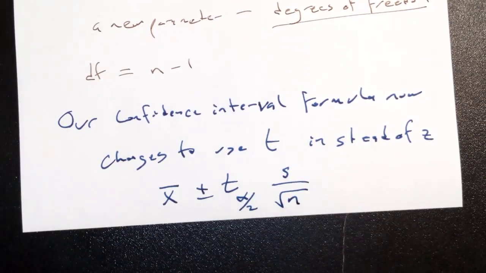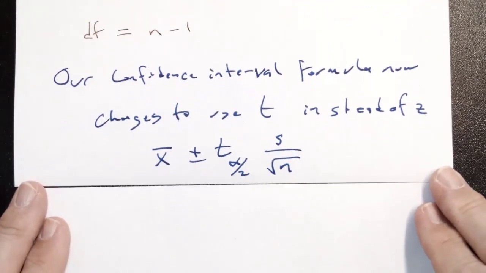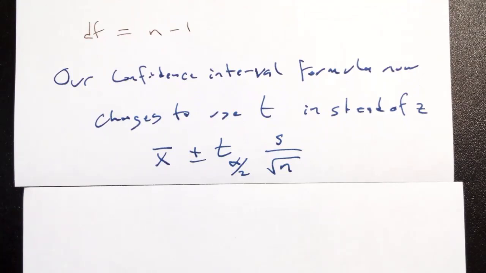Our formula for the confidence interval edges now changes. And instead of using z-score, we're going to use t. But notice, we're still taking the average, x bar, and then instead of sigma, we use s. We don't know sigma. We divide it by the square root of n, just like the standard error. I have that square root of n to account for the number of samples.